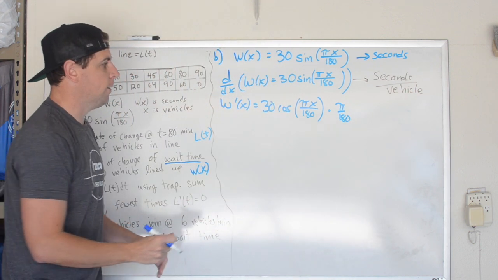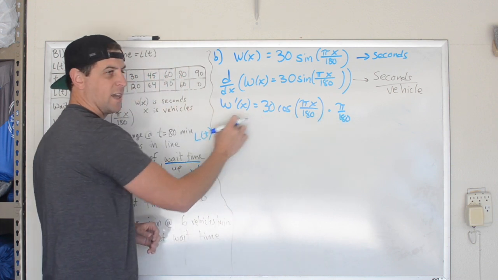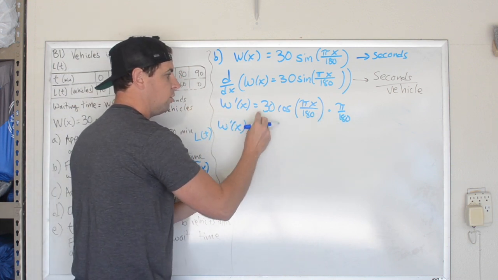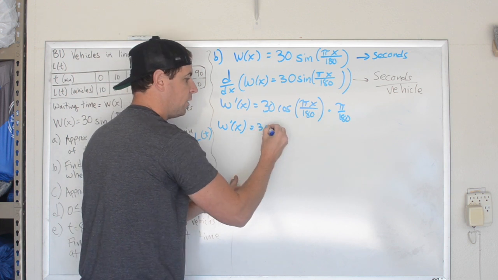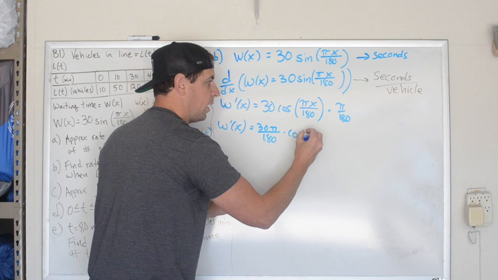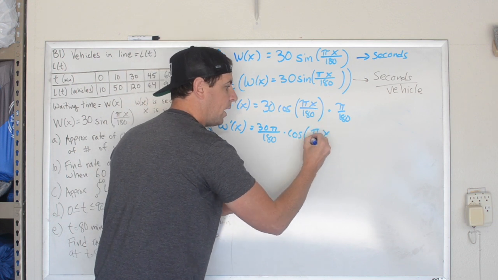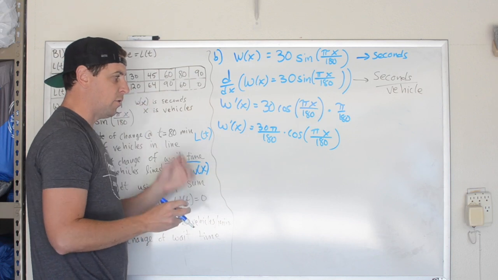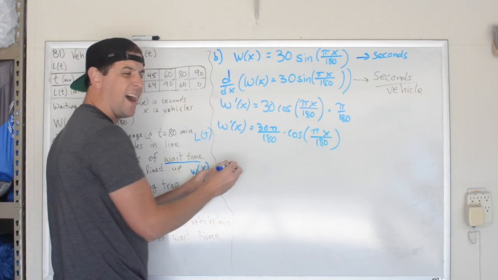At this point now, this constant can go out front to simplify that a little bit. So W prime of x equals 30 times pi is 30 pi divided by 180 times cosine of pi x divided by 180. 30 divided by 180 is going to reduce to pi over 6.